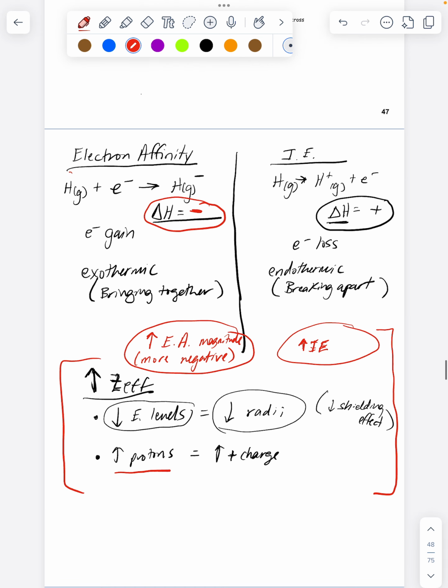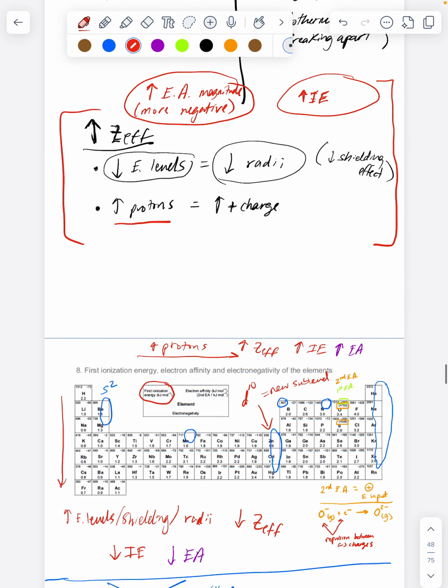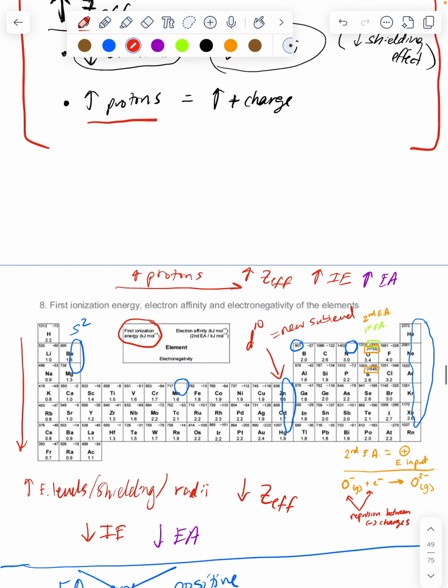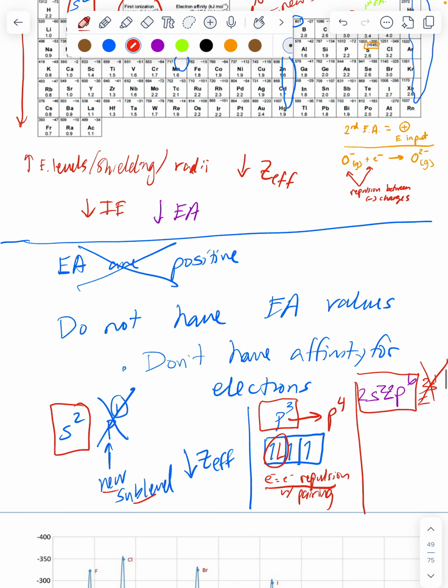We should be able to write a chemical equation or define it. And this is an energy release, which is listed as a negative energy value in the data booklet. And then for the strange anomalies, we could point to similar arguments that we used for the first ionization energy, which is when electrons have to occupy new sublevels or when electrons have to pair up in an orbital, they experience less attraction, and that's why those elements don't have electron affinity values. A confusing trend, probably the least important trend, but hopefully that helps clarify a bit.